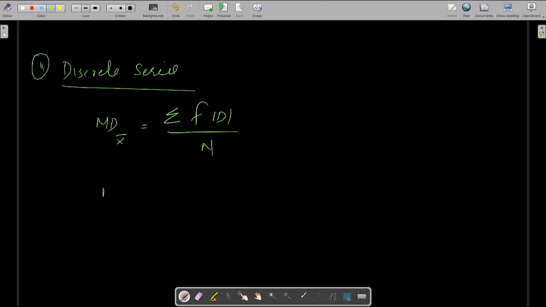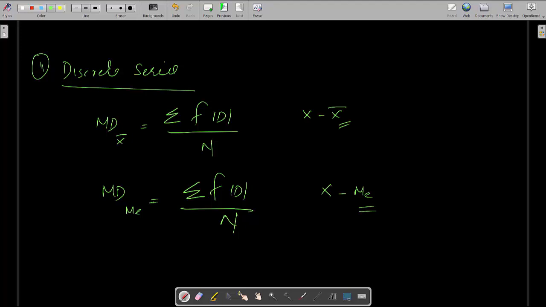So again, for mean deviation from median value, it's just the same formula. It's just that in deviation, you have to, again, here, deviation x minus mean. So for this, you have to calculate mean. For this, you have to calculate median. Clear? So this is for discrete series.